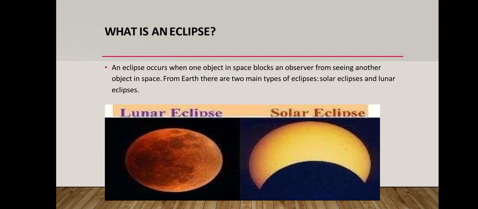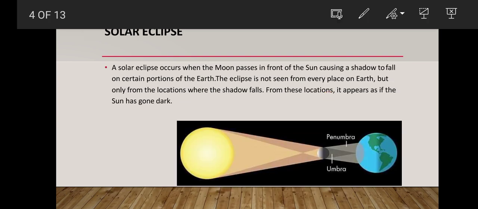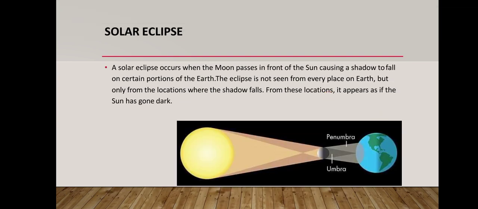So firstly we are going to discuss the solar eclipse. A solar eclipse occurs when the moon passes in front of the sun, causing a shadow to fall on certain portions of the earth. So, a solar eclipse basically occurs when the moon is between the sun and earth, and the moon's shadow moves across the face of the earth and causes some areas of the earth to be lighter and some areas to be darker.